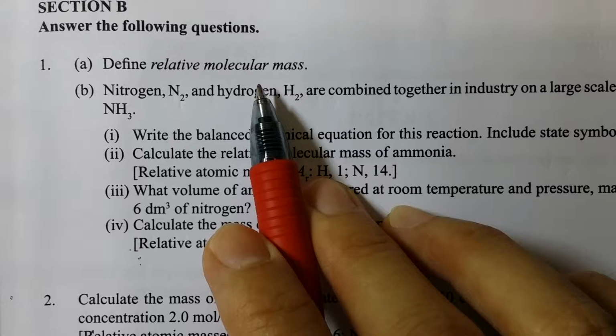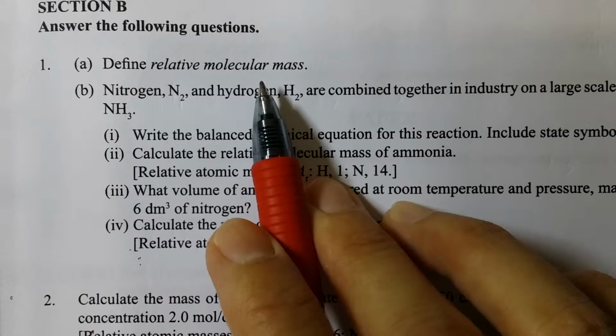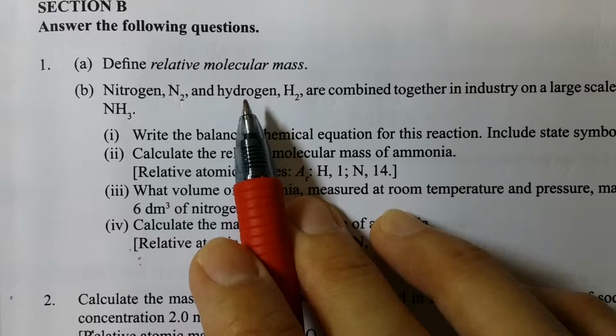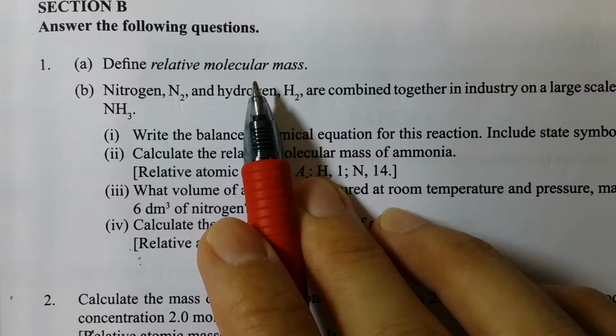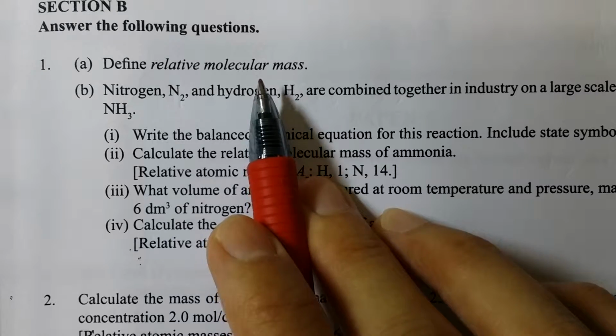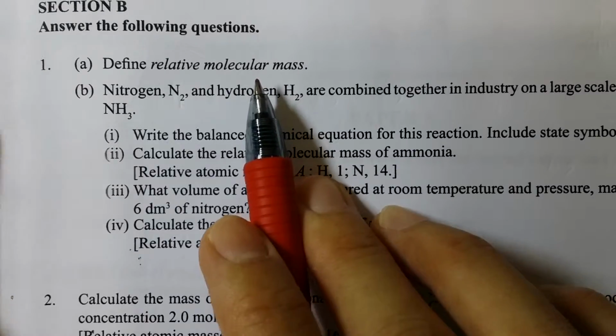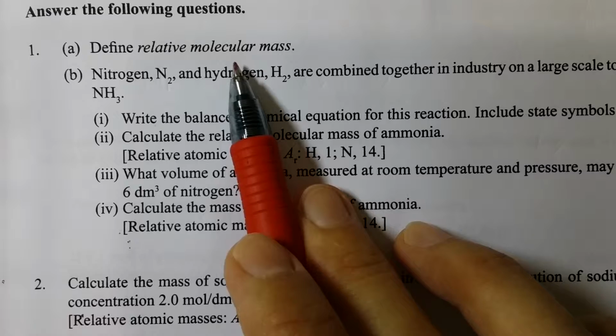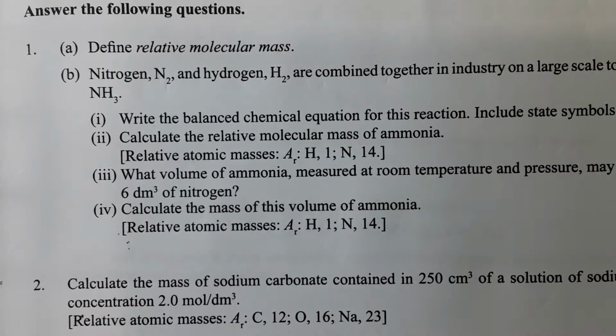So MR is the average mass of a molecule of an element or compound compared with 1/12 of the mass of a carbon-12 atom. Okay, so you can actually refer to the textbook and get this definition of relative molecular mass.